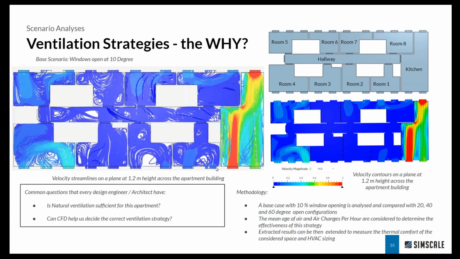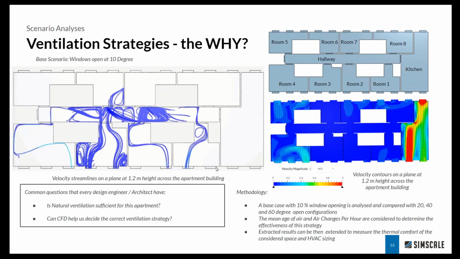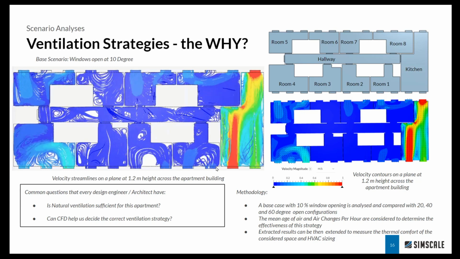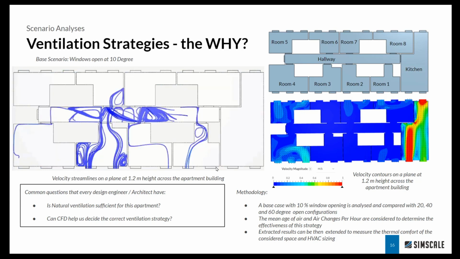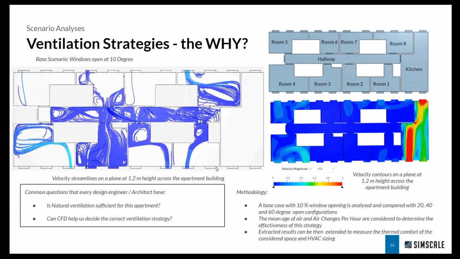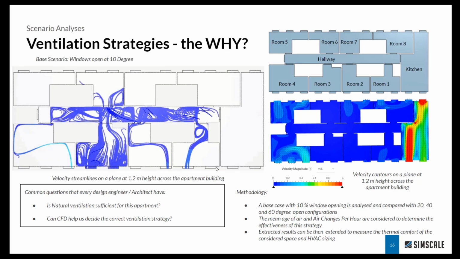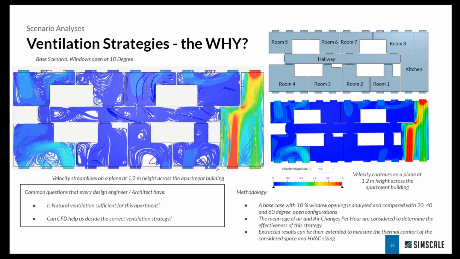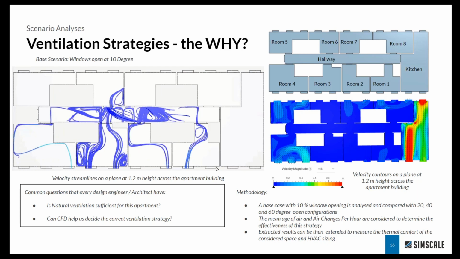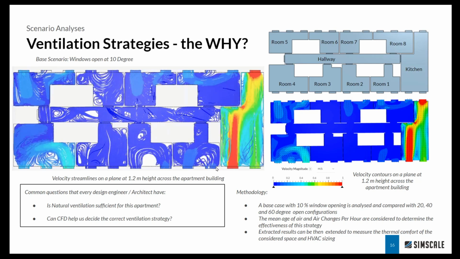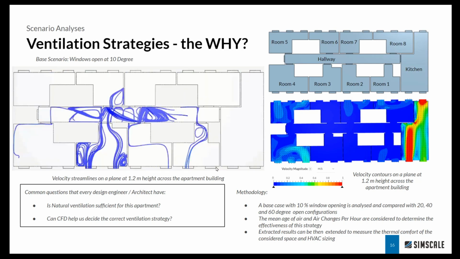To measure the quality of the air, we'll also focus on the mean age of air within this layout and consider a few interesting cases where the air changes per hour is also calculated. By doing these analyses, we'll be able to answer the initial couple of questions, but these results can also be extended to find out what kind of HVAC ducting or HVAC equipment is needed to satisfy the ventilation quality of this building.